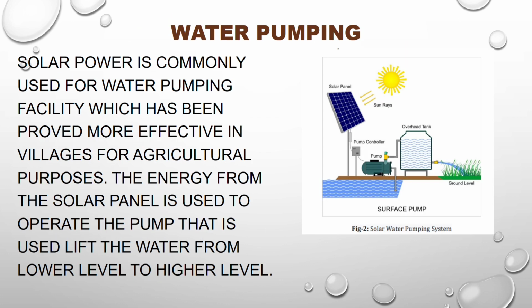So firstly, water pumping. Solar power is commonly used for water pumping facilities, which have been provided more effectively in villages for agriculture purposes. The energy from the solar panel is used to operate the pump that is used to lift the water from a lower level to a higher level. There is a figure indicating a solar water pumping system, so you can have a look for your reference.